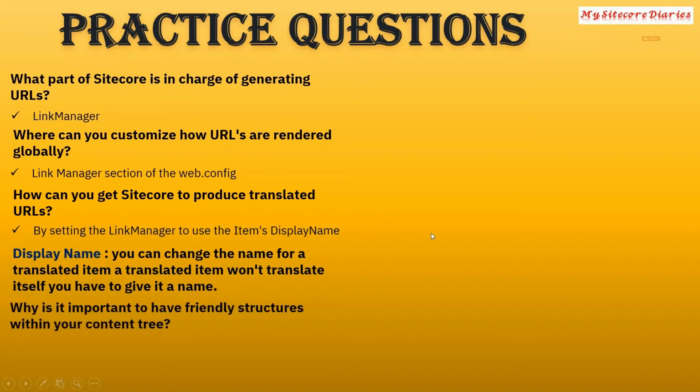Why is it important to have a friendly structure within your content tree? Because whatever structure you have in the content tree defines your URLs, and to be user friendly and for SEO purposes you should have a proper URL. That is the reason you should have a friendly structure within your content tree.